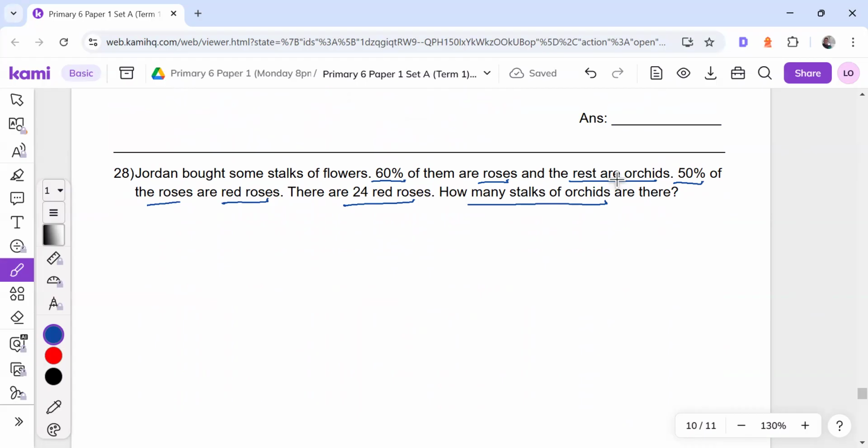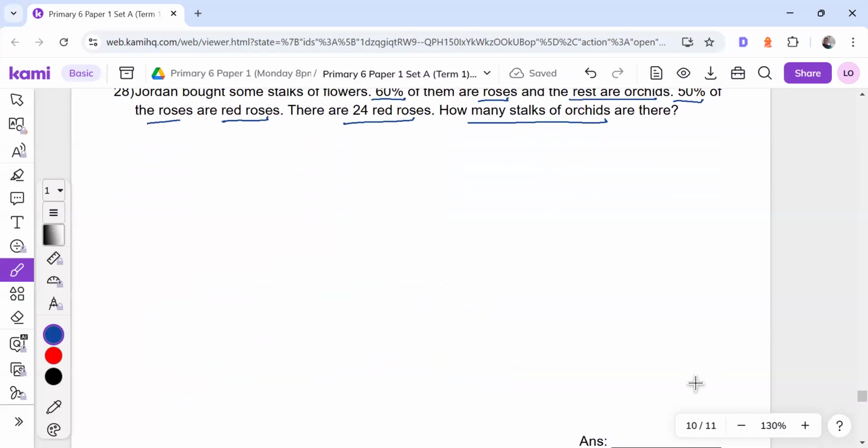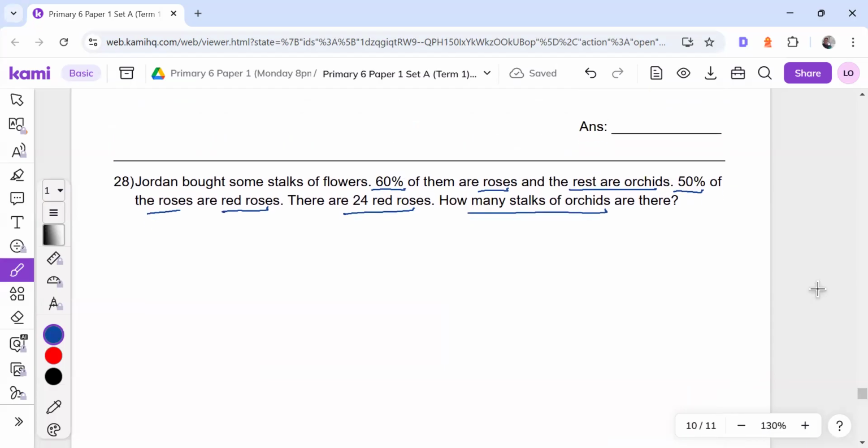Wow, very hard. Mr. also doesn't know how to do. But let me give you the answer first. The answer is 32. Anyone get 32? Okay, very hard. If you ask Mr. what's the first step, I don't know. My math is not very good. But with the methods, it will be very good.